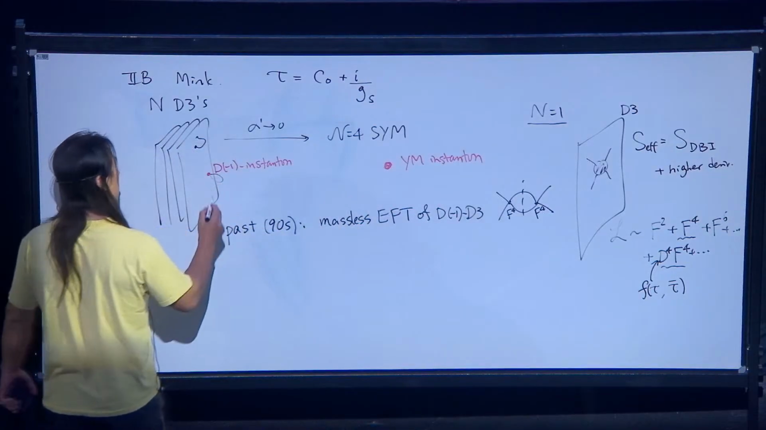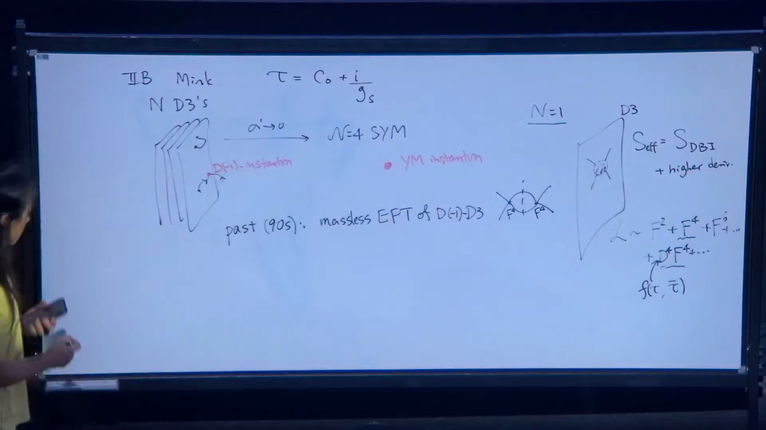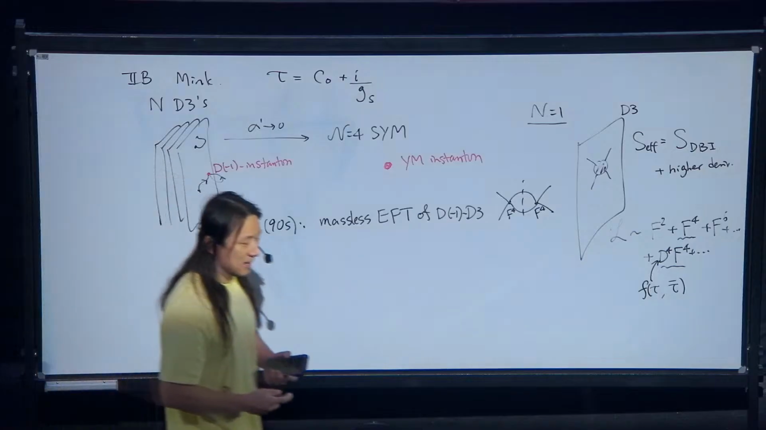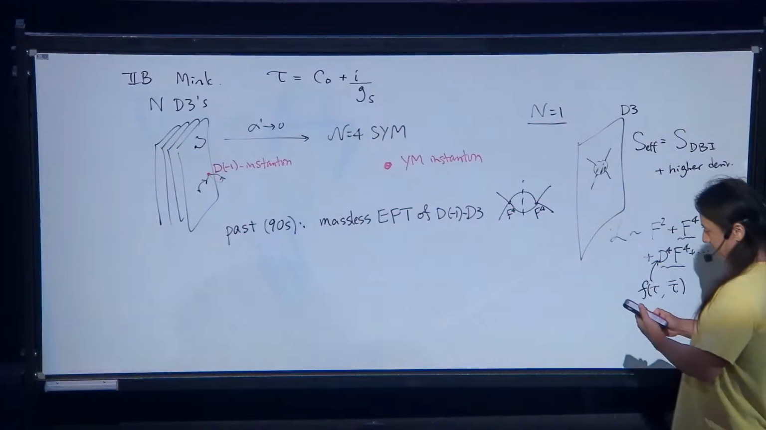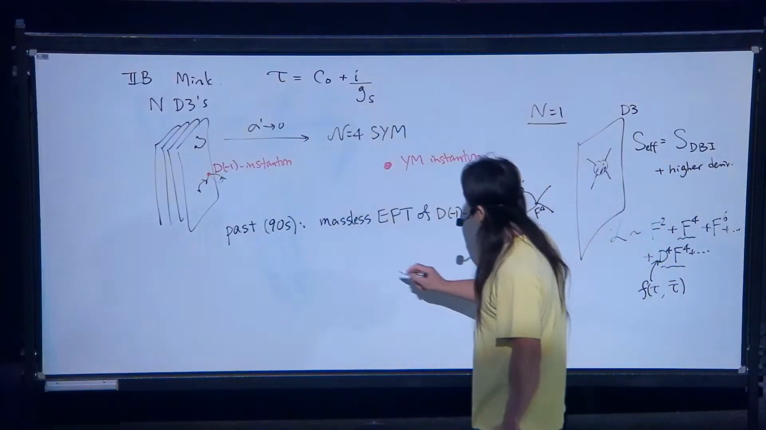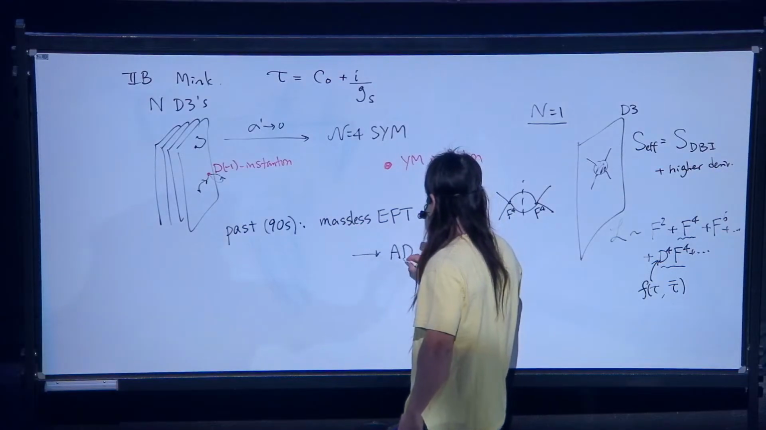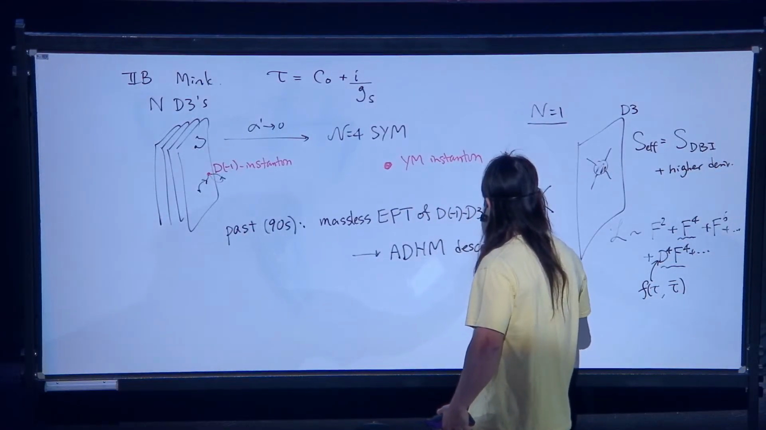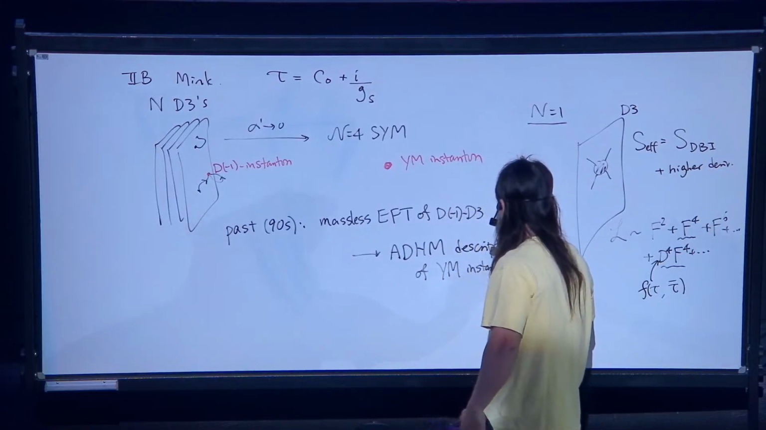with both ends on the D-1, or with one end on the D-1 and the other end on the D3, as well as open strings with both ends on the D3 brane. So there's this whole system of massless open string modes, and they interact through some action. And by studying that effective theory, one uncovers the so-called ADHM description of the gauge instanton, let's say the Yang-Mills instanton moduli space.